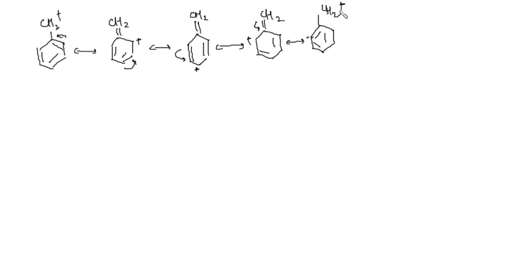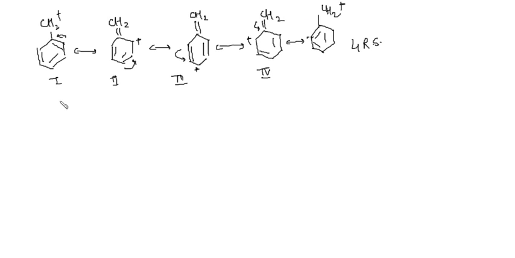CH2 plus. So if we see how many resonating structures we have here, 1, 2, 3 and 4. There are 4 resonating structures. If we see, first and fifth are identical, so we will not count the fifth structure. There are 4 resonating structures.